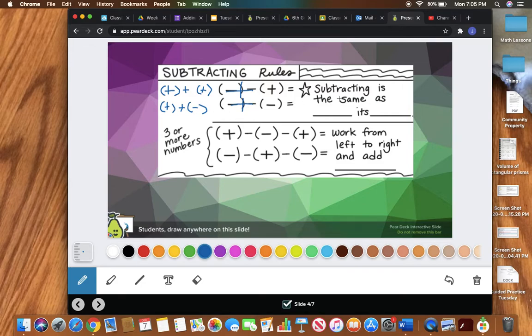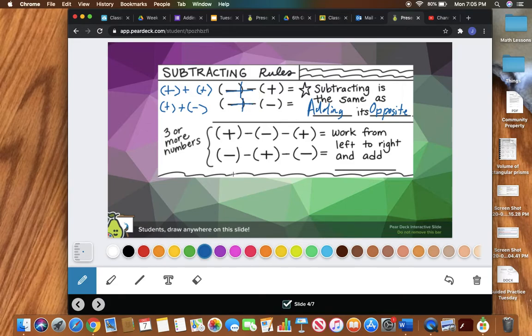And then it says here that subtracting is the same as adding. It's opposite. So I'm going to write that right here. So adding it's opposite. Opposite. Because I added the opposite here, I added the opposite here.